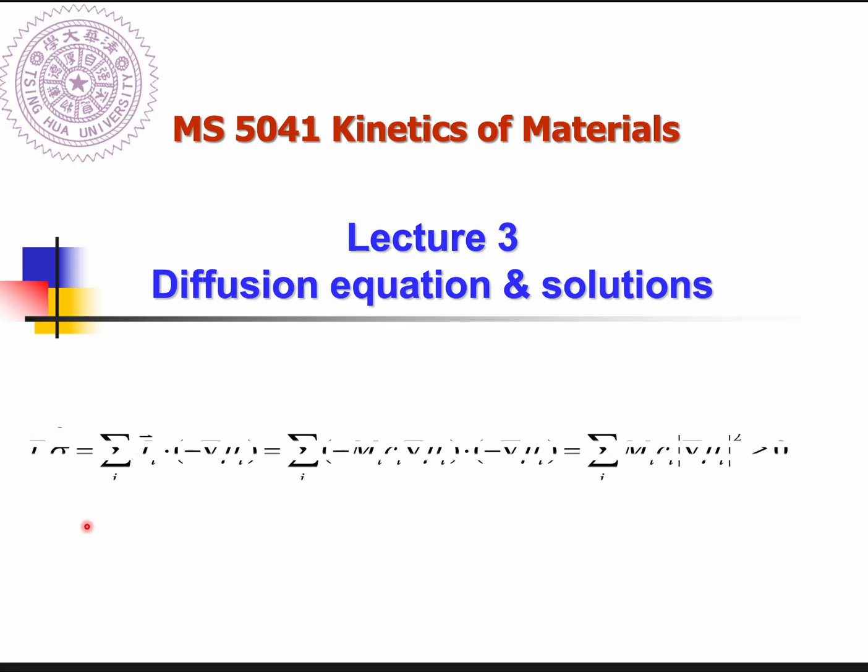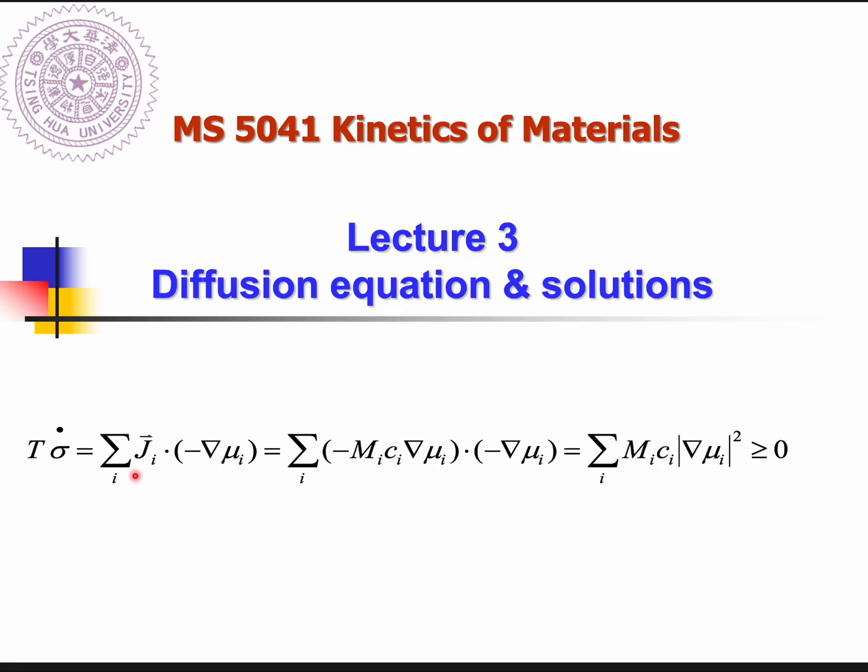So let's move to lecture 3, diffusion equation and solutions. Let me give you a quick review. Do you remember this equation? It is the one we use to calculate or estimate the entropy production rate per volume for mass transport, right? So the absolute temperature times the entropy production rate per volume equals the atomic flux times the driving force, which is the minus chemical potential gradient.